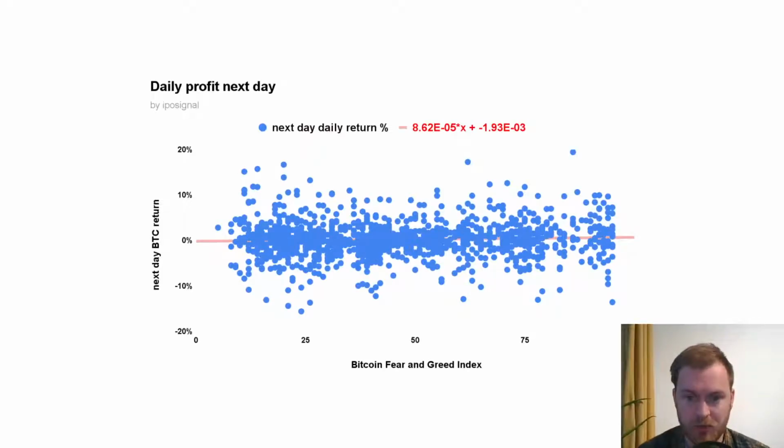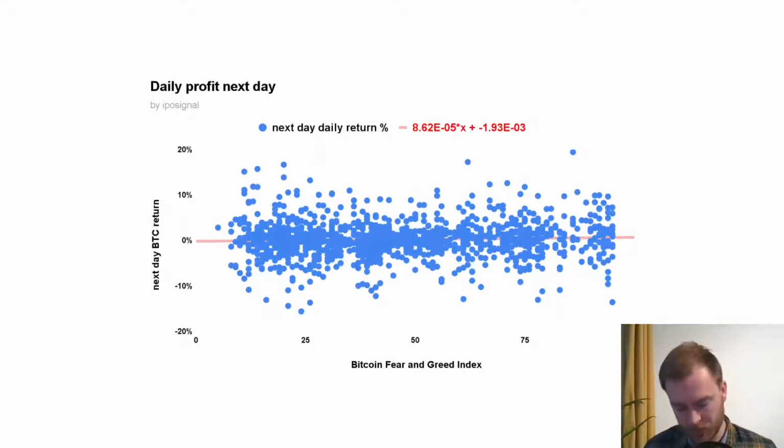I compared the score of the fear and greed index with the return of the next day. So every day, the return of the next day compared to the index score. And what you get then is this scatter plot. You can draw a line through it to see if there's any relation. And then you see, basically, this is e to the power minus 5. So it's a very small slope. You can see the red line is almost flat, meaning there's barely any relation with future return. That's not a particularly attractive thing.